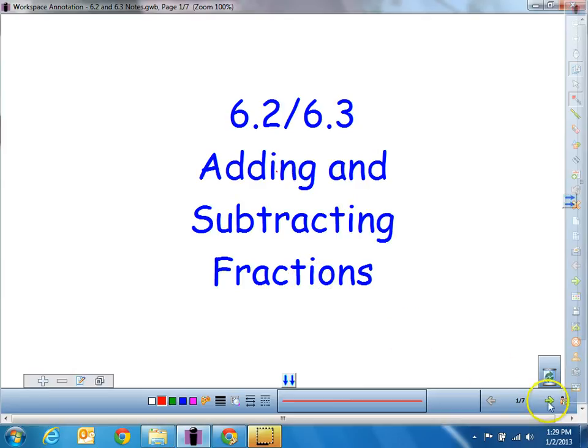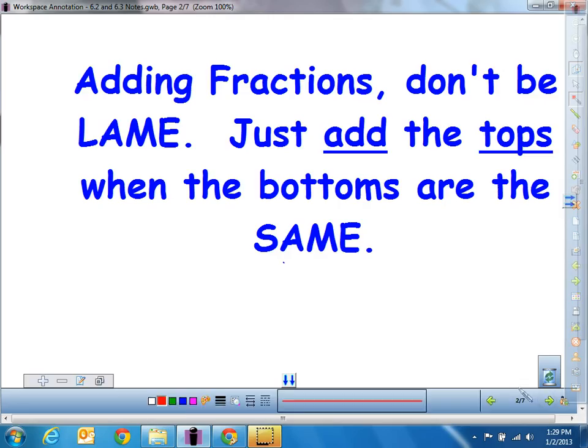So here we go. One thing I want you to make sure you know is this little rhyme. Adding fractions, don't be lame, just add the tops when the bottoms are the same. And it goes the same, I just have add in here, but subtract is the same thing. But I want you to say that with me again. Adding fractions, don't be lame, just add the tops when the bottoms are the same.